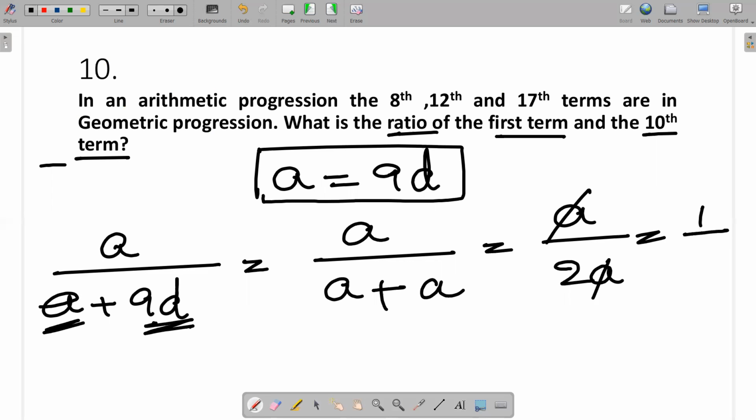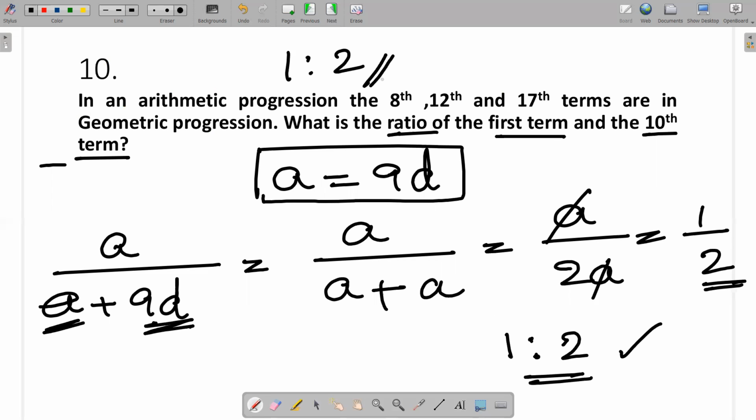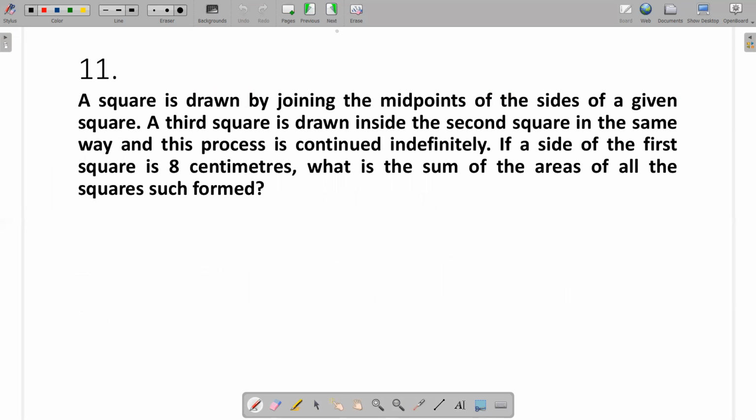I will get this result as 1 upon 2. So the ratio of the first term and the 10th term is 1:2. Got it? So 1:2 will be the answer for this question. Let's now attempt the next question.